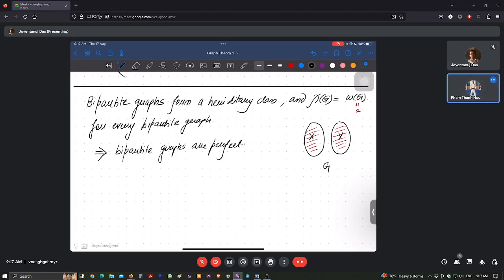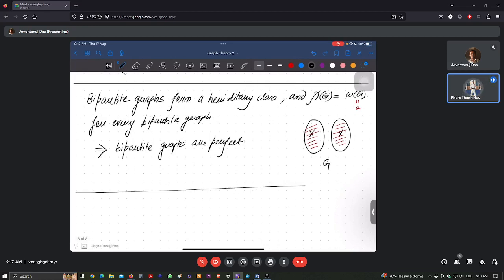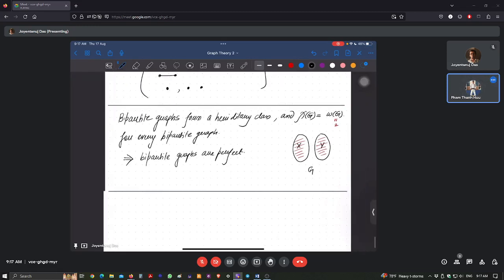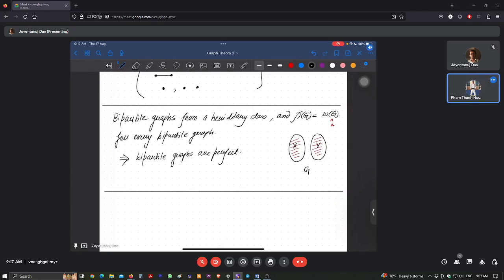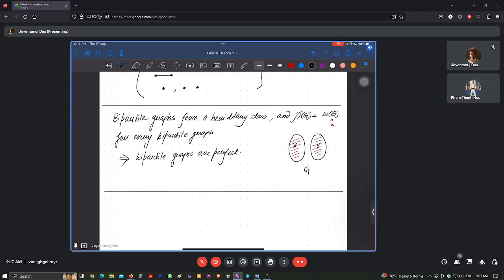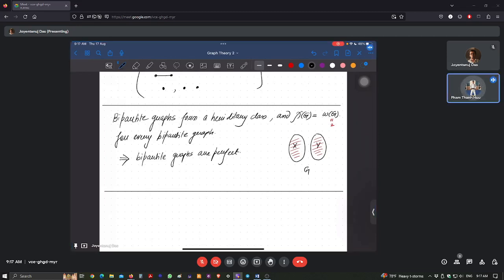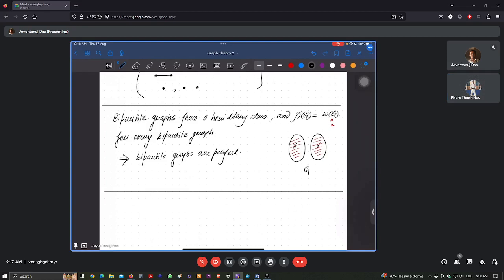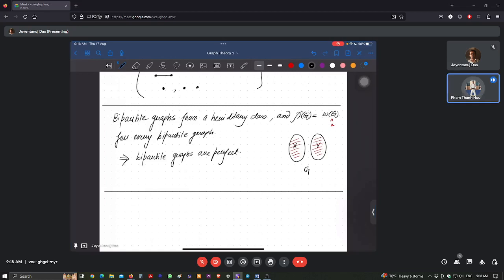So this implies that bipartite graphs are perfect. Chi is 2, and omega is the maximum clique size. We can just have two cliques to cover all the vertices, because I can take a maximum size clique to cover X and another to cover Y.